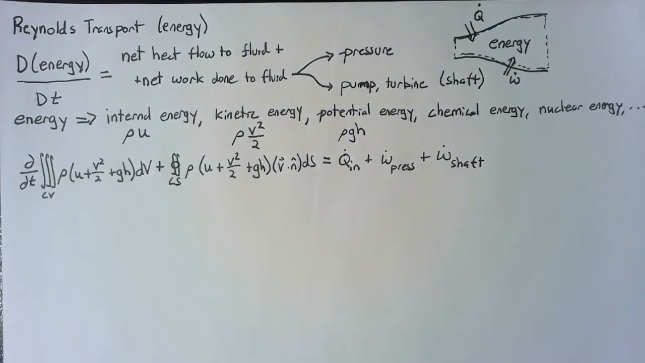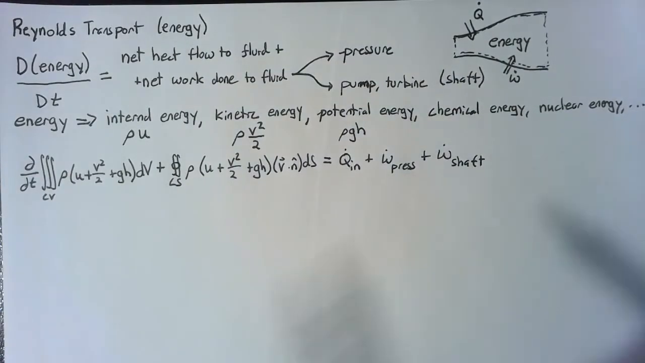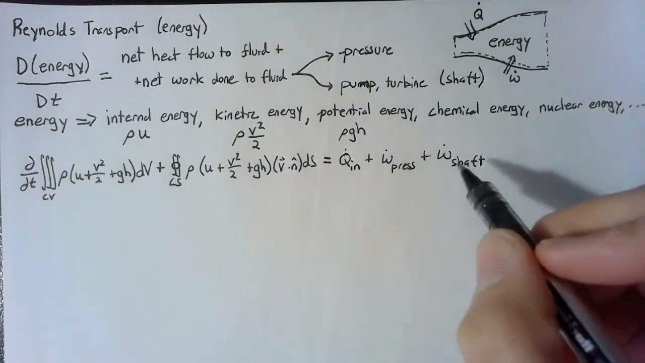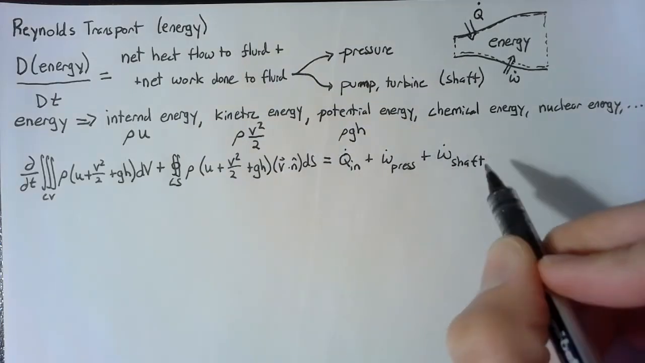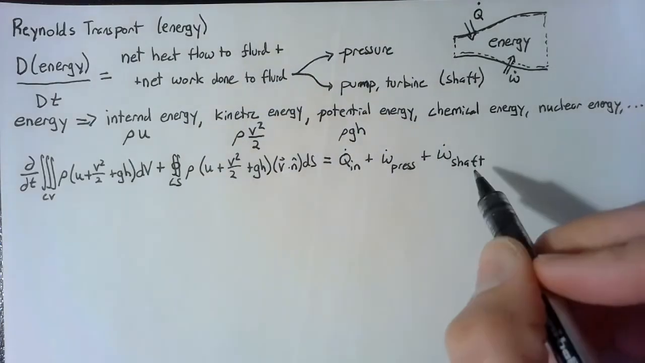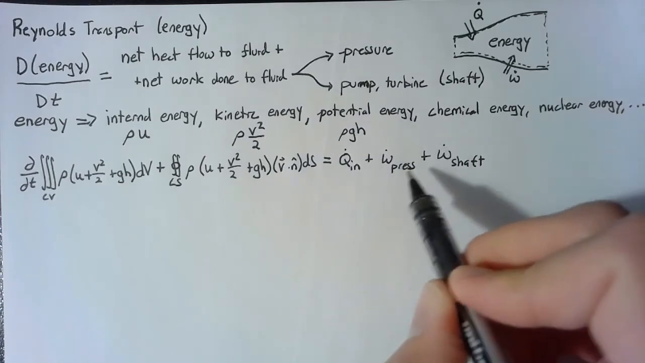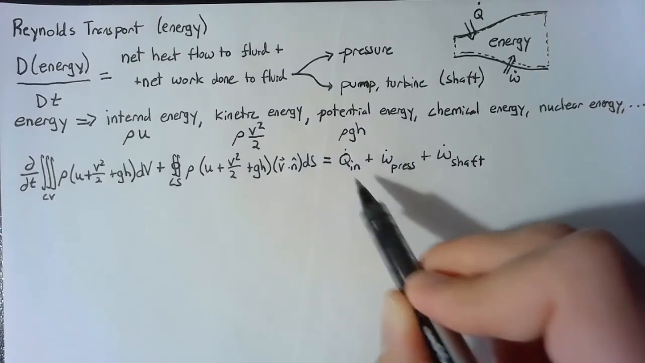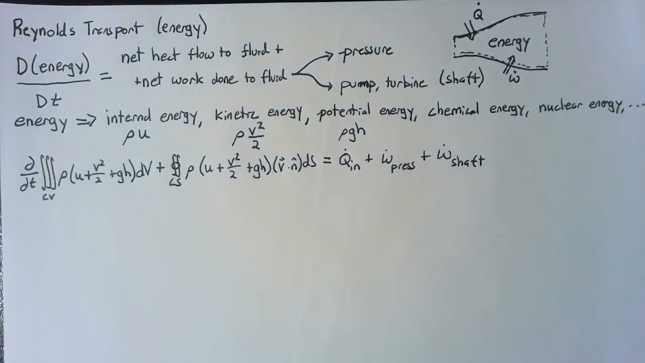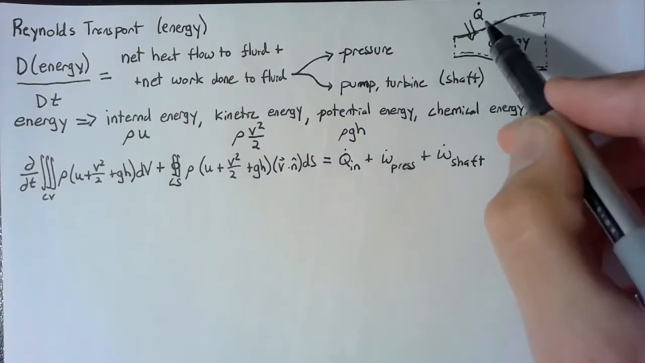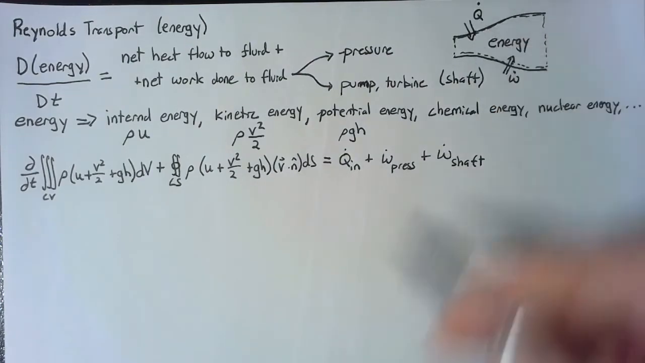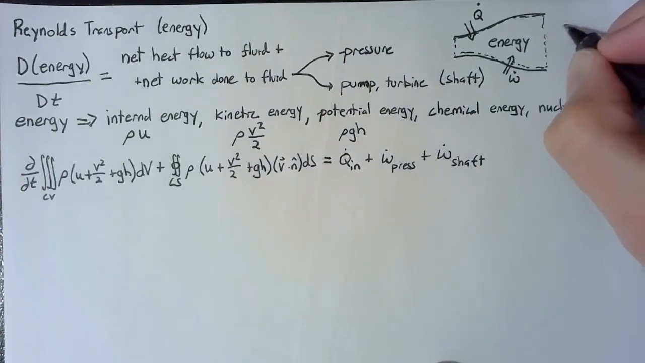So our goal now is to go ahead and write these in terms that are simpler. We really can't do much at this point with the shaft work, so we're just going to leave it alone. But we can simplify both our Q dot in and our work due to pressure. So Q dot in, if instead of heat flow, we think of heat flux.